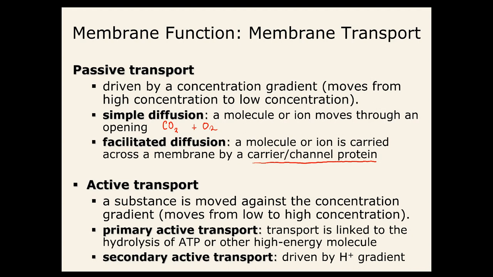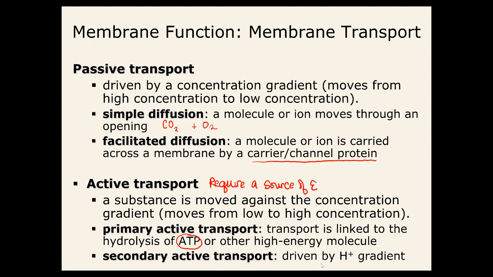We want to go from low to high concentration. And so this one is going to require a source of energy. Most of the time, in the examples we'll see, it's going to be linked to the hydrolysis of ATP, which we're going to talk about in a few minutes. Okay, there are two different types of active transport. There's primary, where the transport is linked to the hydrolysis of ATP, or there can be secondary active transport, which is driven by an ion gradient.